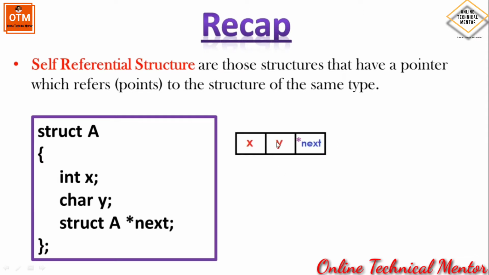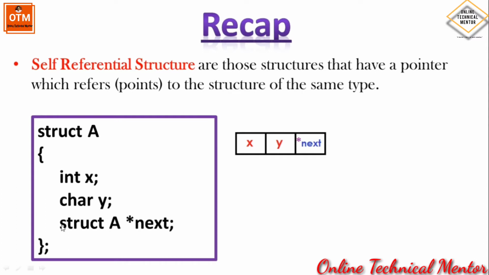So it has x, y, and star next pointer variable. Look at this pointer variable star next. This pointer variable is capable of holding the address of a structure of the same type. If you write int in front of star next, then it will be considered an integer type pointer variable. That means it can point or refer to any integer variable. If you write float in front of star next, then it will be considered a float type pointer variable and is capable of pointing or referring to a float type variable.